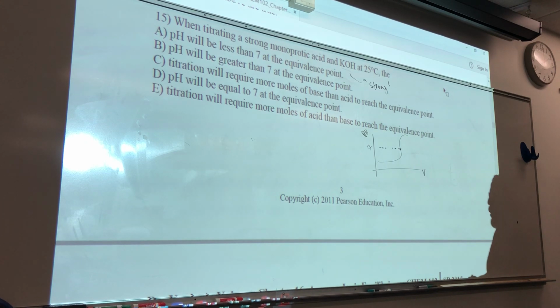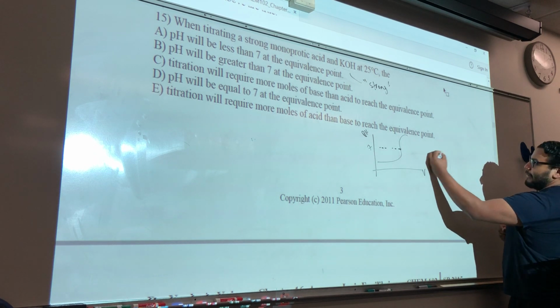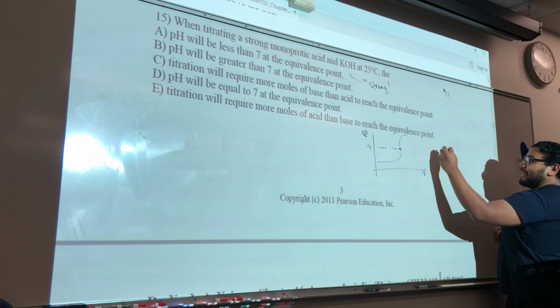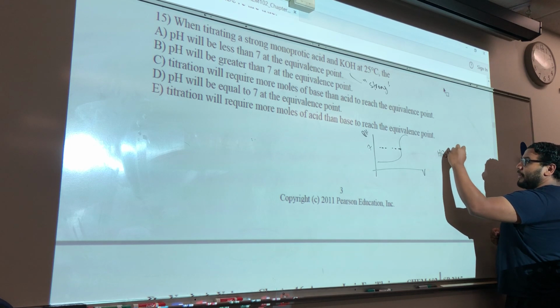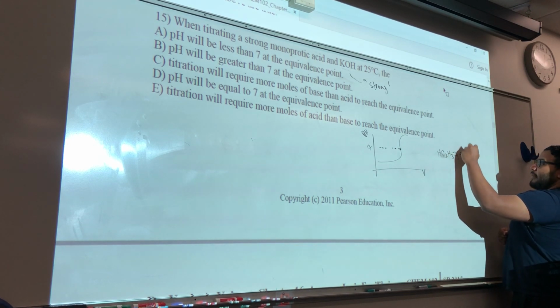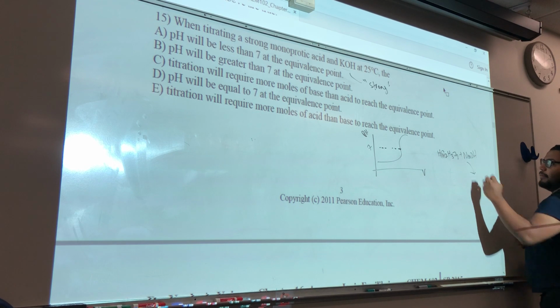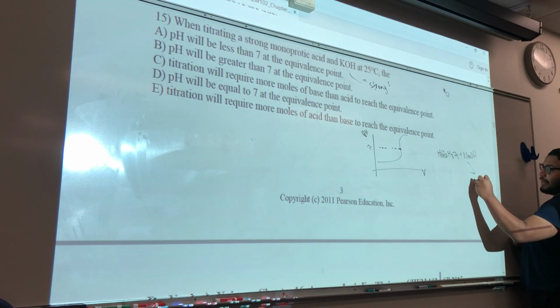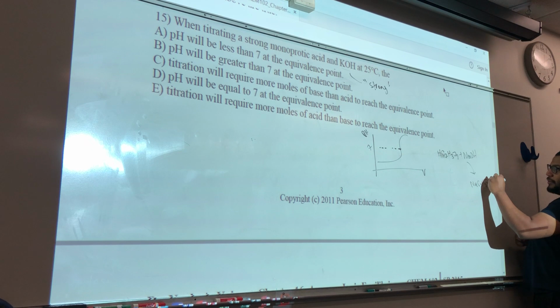So while we're on that, when is it above 7 and when is it below? A weak acid with a strong base added will be above. And a weak base with a strong acid will be below. For example, we'll do a weak acid and a strong base: HC2H3O2 plus NaOH. It depends on how weak it is. The product we make out of that is NaC2H3O2.